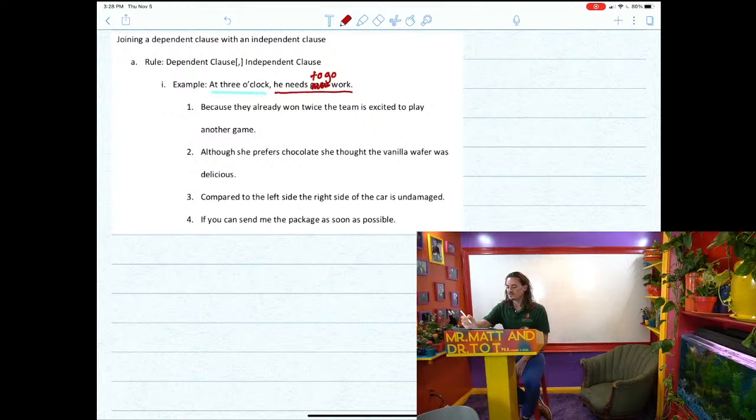Here, just to be clear, he is the subject, and then needs to go to work is a phrasal verb. And so we have an independent clause there. So we have a dependent-independent clause. You need a comma between the two clauses to be grammatically correct.